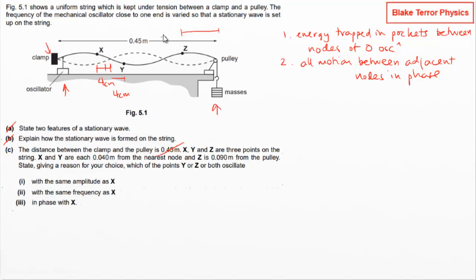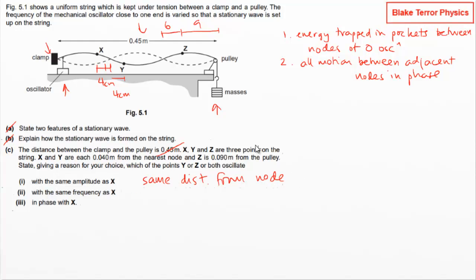Okay, and we know that must be 6 centimeters from there. So we've got 6 and 9, because we've got 3 pockets here, so they must be in 15 centimeter pockets. State, giving a reason for your choice, which of the points Y or Z both oscillate with the same amplitude as X. If you want the same amplitude, then you need to be the same distance from a node.